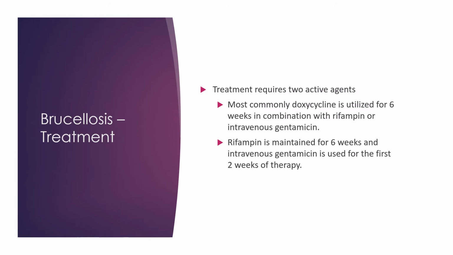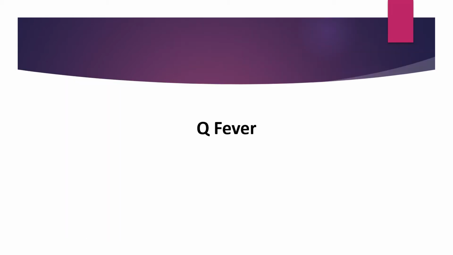Treatment is usually with doxycycline in combination with either rifampin or intravenous gentamicin. Rifampin is typically maintained for the full 6-week course, and gentamicin is used for the first 2 weeks of therapy in conjunction with doxycycline. Another interesting entity is Q fever, which is caused by Coxiella burnetii.